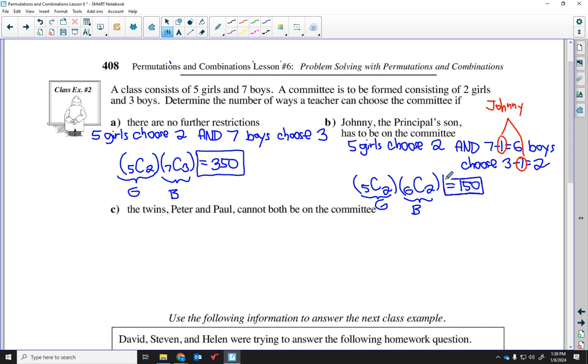And again, this makes sense compared to the answer in part A, because as you start to place more restrictions in, you're going to have fewer combinations that are available. Okay, C says the twins, Peter and Paul, cannot both be on the committee.